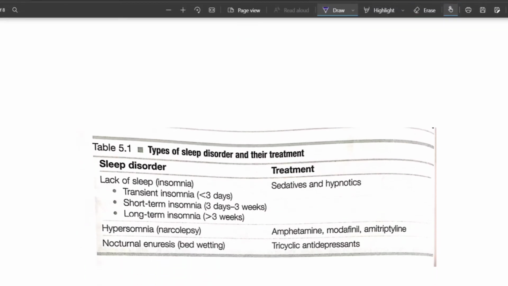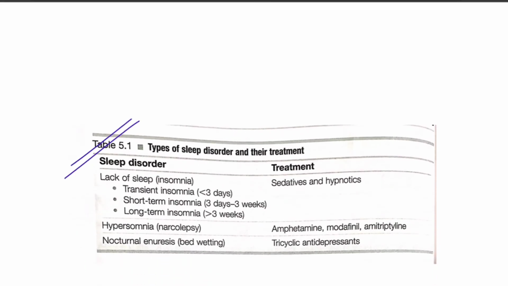Now some types of sleep disorders and their usual treatment. When there is a lack of sleep, that's called insomnia. Insomnia can be of 3 types: transient insomnia, short-term insomnia, or long-term insomnia. For these, you usually prescribe sedatives and hypnotics. As I've discussed, you have the benzodiazepines, non-benzodiazepines, barbiturates, etc.